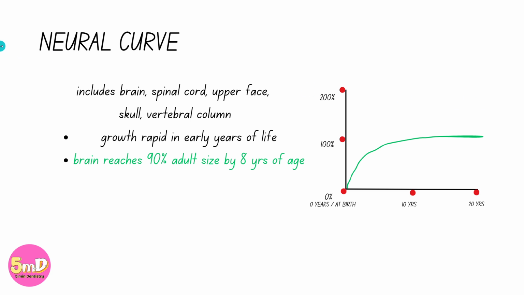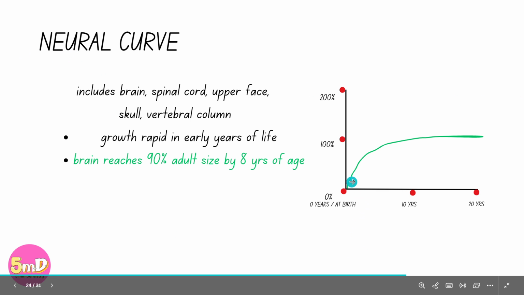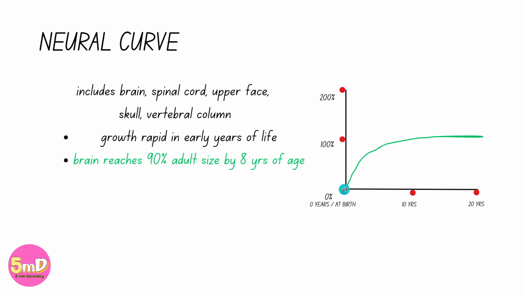The next curve is the neural curve. Here, the main part you have to understand is that before your 10 years, your brain actually reaches its maximum growth potential, after which only a minimum of slight growth is seen. So, this neural curve includes brain, spinal cord, upper face, skull, and vertebral column. The growth is rapid in the early years of life. So, whatever you're going to teach your children or other young kids, make maximum use of the first 10 years of their life, as that is when the nervous tissues show the maximum growth. We will also see the significance of the neural curve in orthodontics.